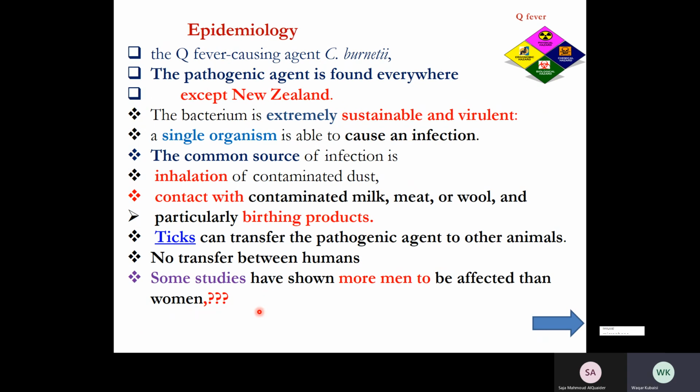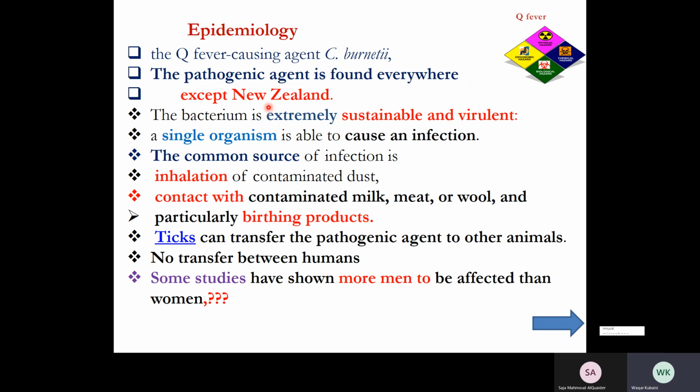Regarding the epidemiology, already we mentioned the causative agent of Q fever, Coxiella burnetii. This pathogenic agent is found everywhere in the world. Everywhere it is present except New Zealand, even though they raise cows there, because we will see why.